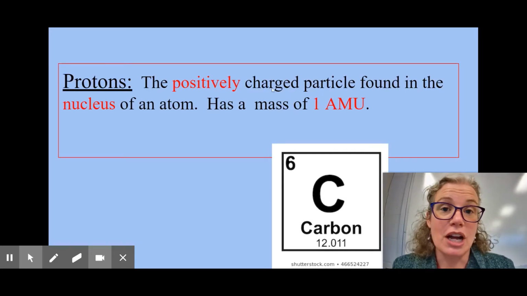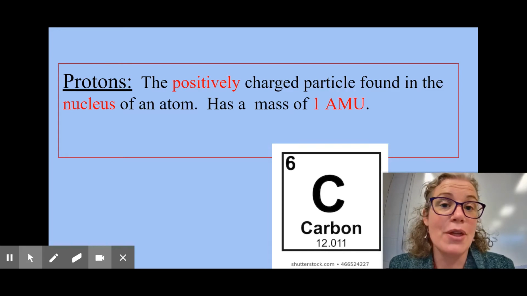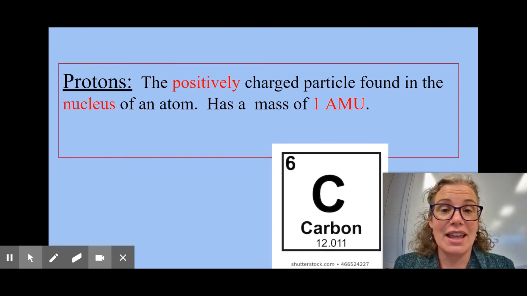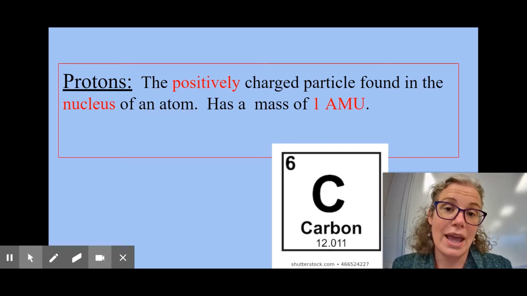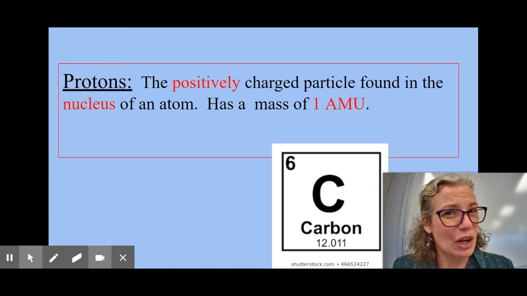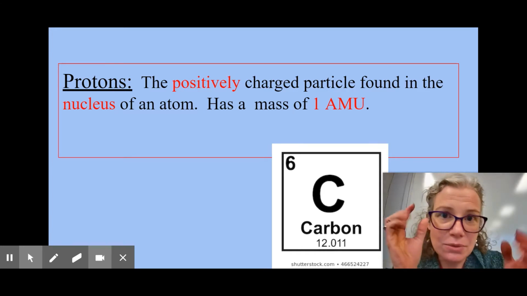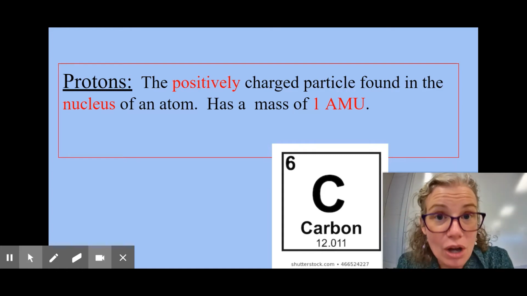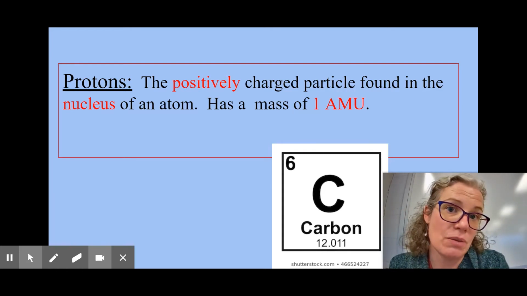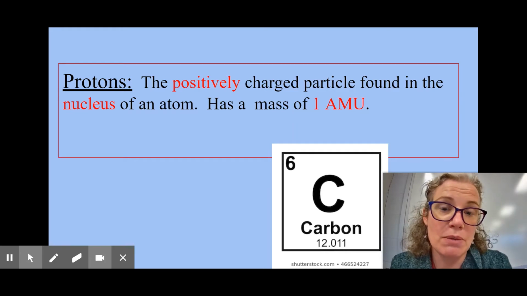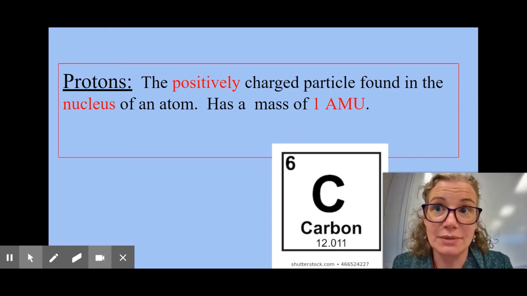So the first particle we're going to talk about is protons. They're positively charged and they're found in the nucleus. And they have a mass of 1 AMU. That means atomic mass unit. It's the unit we use instead of grams, because atoms are so small, it wouldn't make sense to measure them with grams. So we measure them with atomic mass units instead.